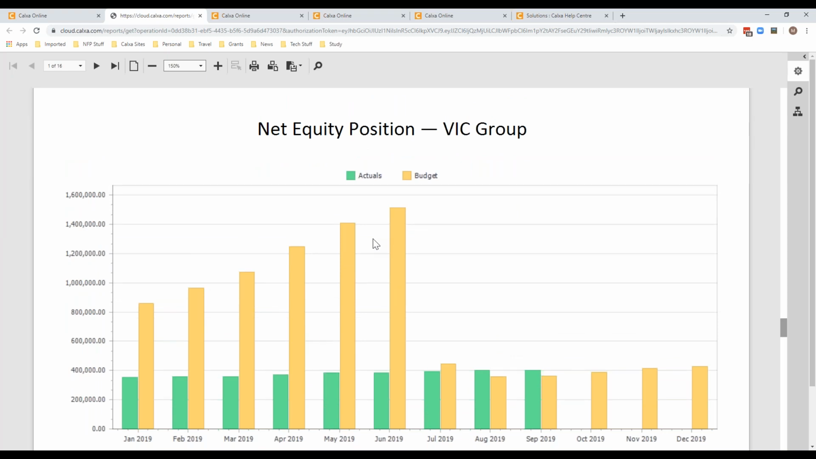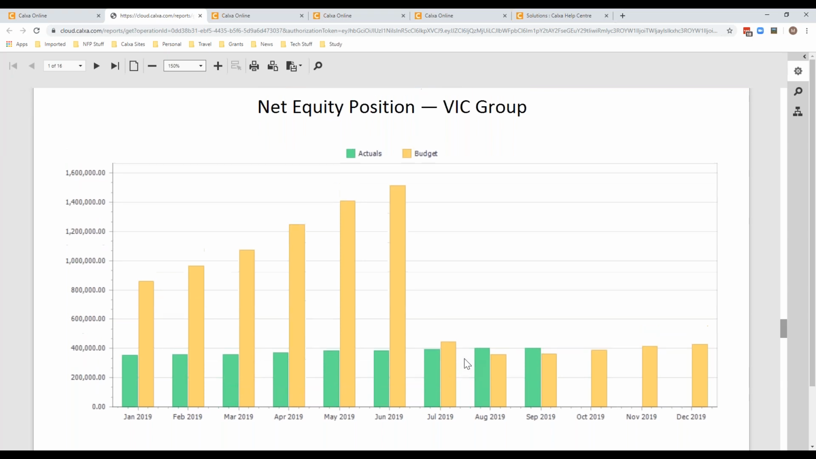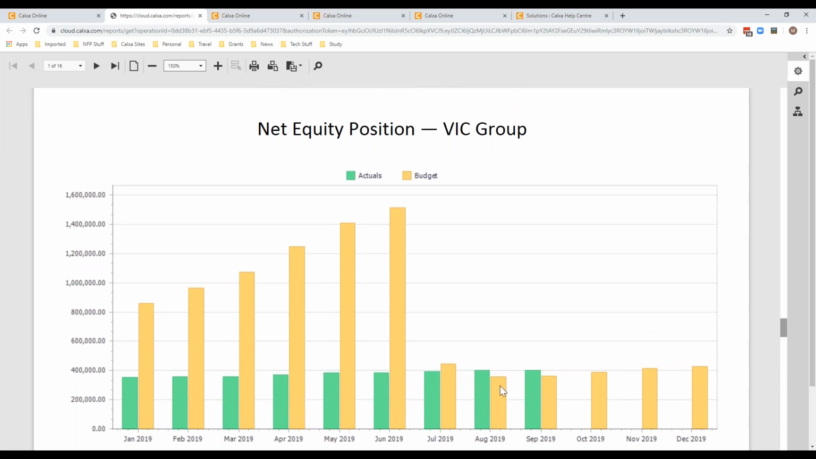Now, net equity, as I said, is total assets minus total liabilities, or just the sum of the equity accounts, and ideally it's a positive number. In this case, our total equity is about 400,000, and it's fairly consistent. For some reason, we had high expectations in our budget last year, which we didn't meet, but this year we're much closer to budget. Looks like we've reassessed the budget this year, and it's a bit more realistic.